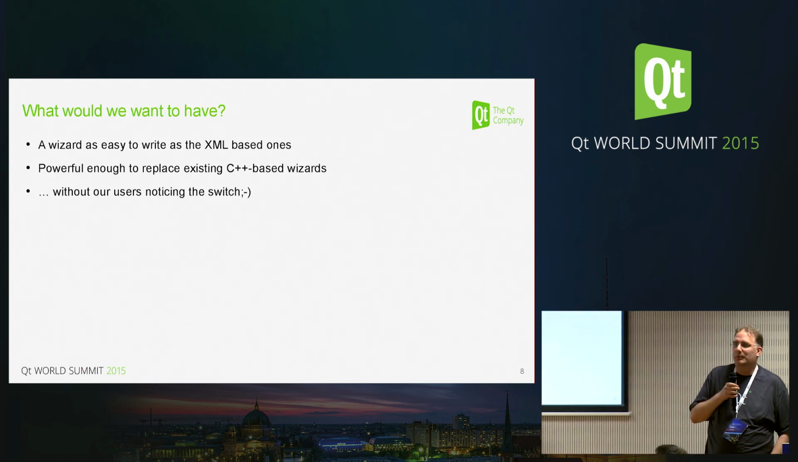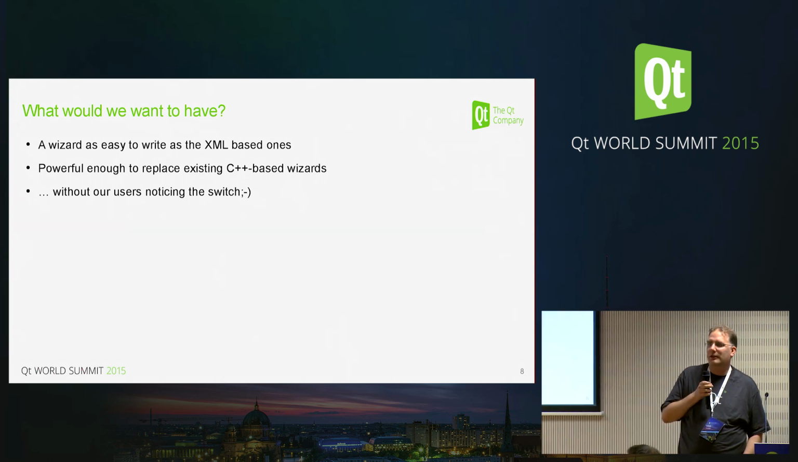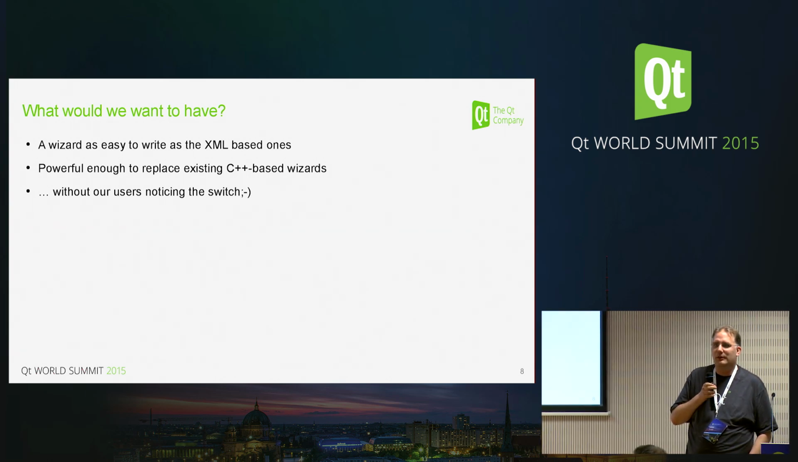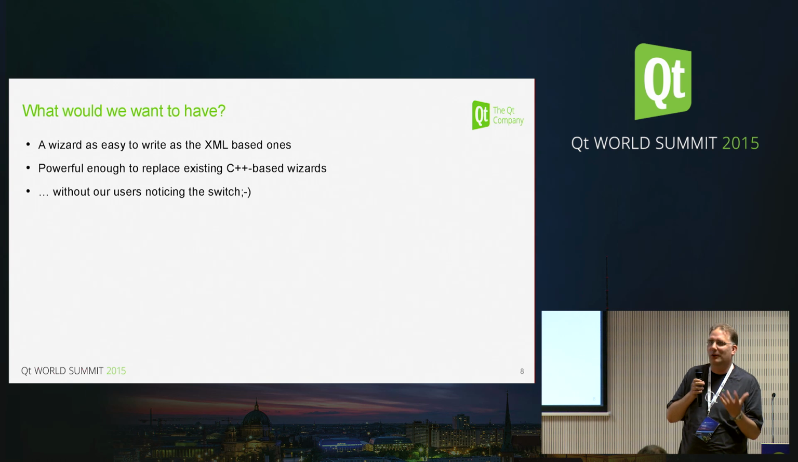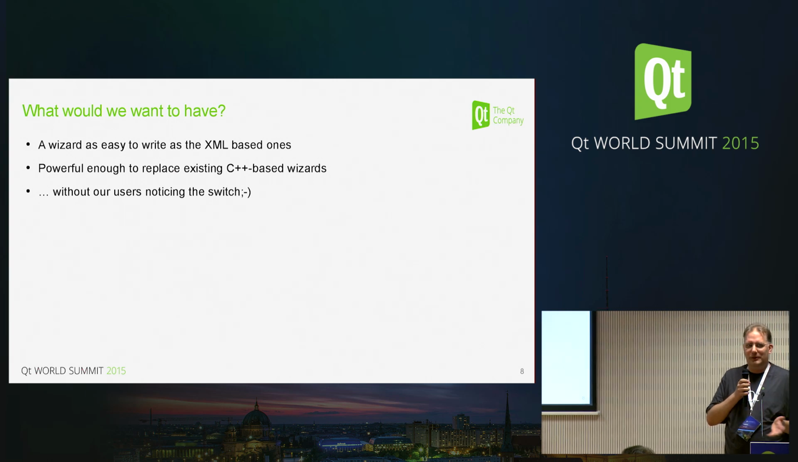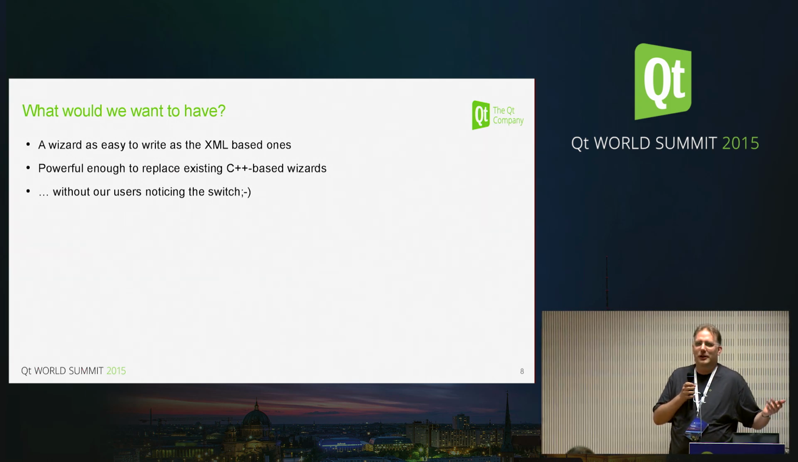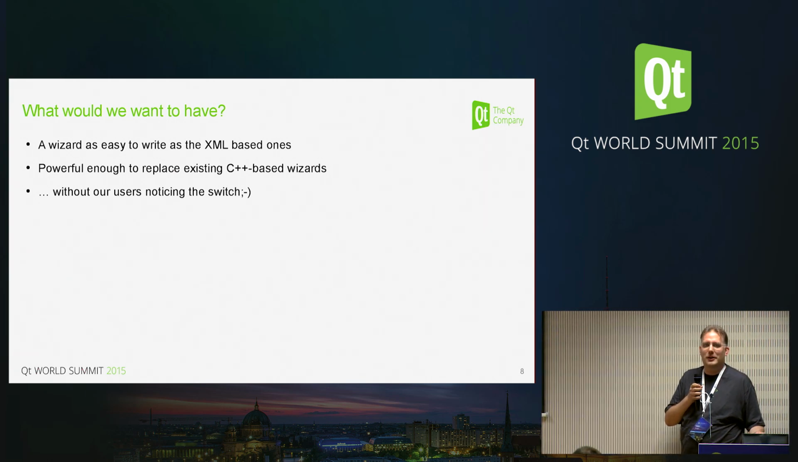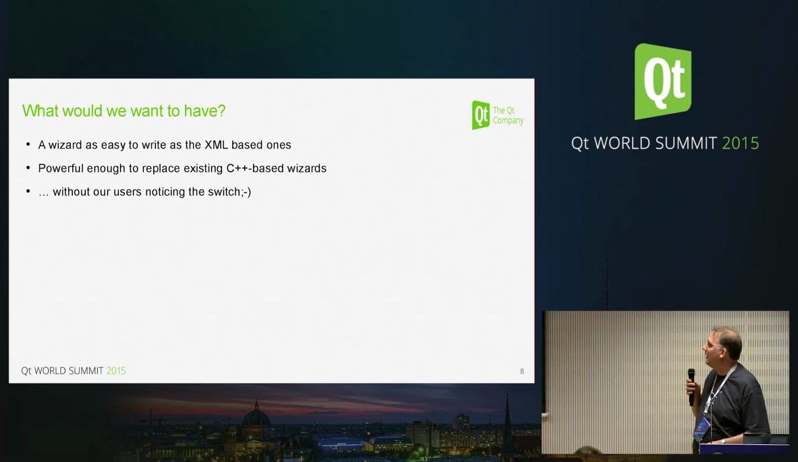So what I wanted to have is basically a wizard that is as easy to write as an XML wizard, but with more power, so you can customize it further. And I wanted something that's actually powerful enough to replace, ideally, all of the wizards we had so far in C++ code. And ideally, I didn't want our users to notice that I switched out the wizard stuff. Because, I mean, who cares whether it's C++ code or a configuration file, as long as the class you want is generated.